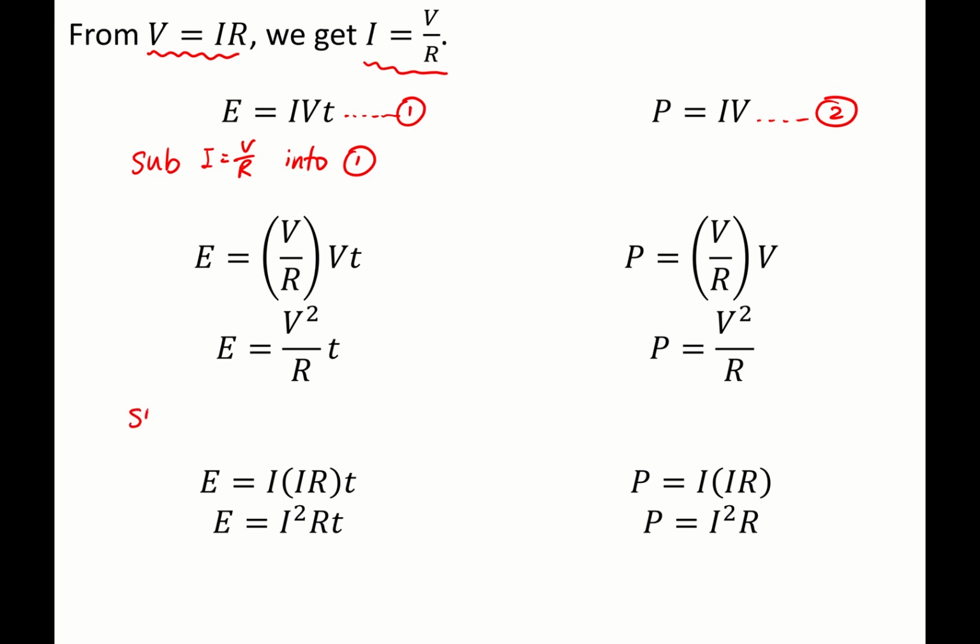And next, I'll sub V equals IR into equation 1. And I'll get E equals I bracket IR close bracket T equals I squared RT. And hence, over here we have three formulas. Whether you want to memorize a formula or derive it during an exam is up to you, but memorizing it will help speed things up faster.